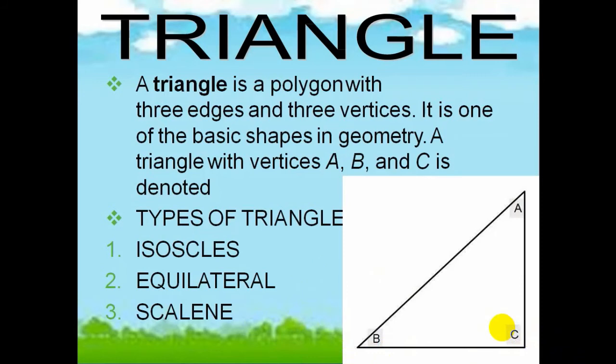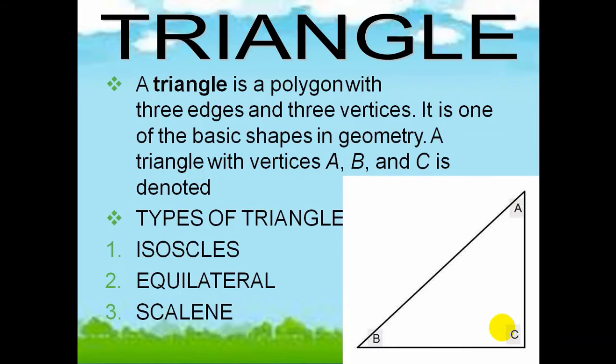Similarly, an obtuse angle triangle is one in which the measure of one angle is greater than 90, and an acute angle triangle is one in which the measure of all 3 angles is less than 90. So these are the different types of triangle.